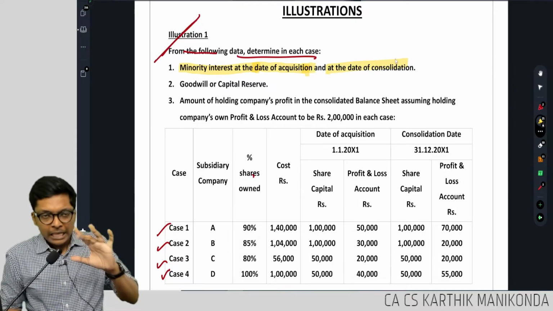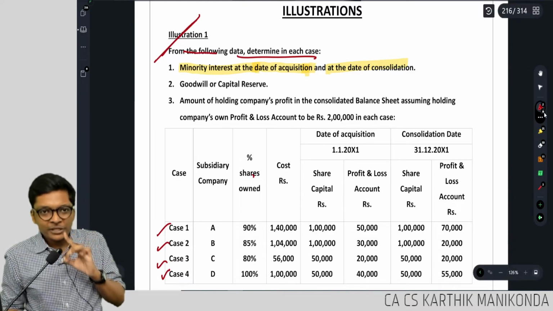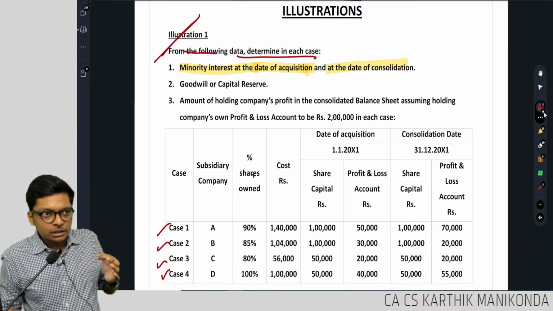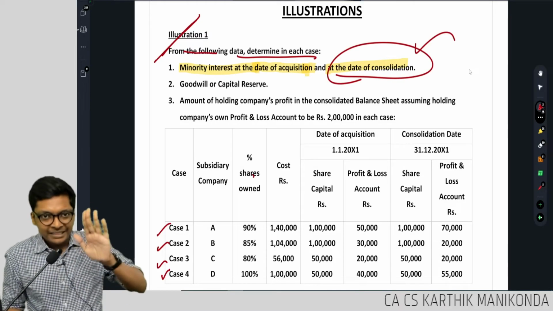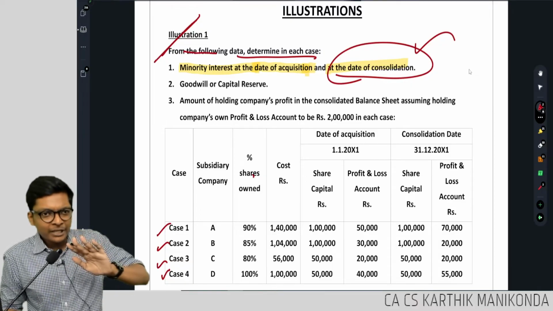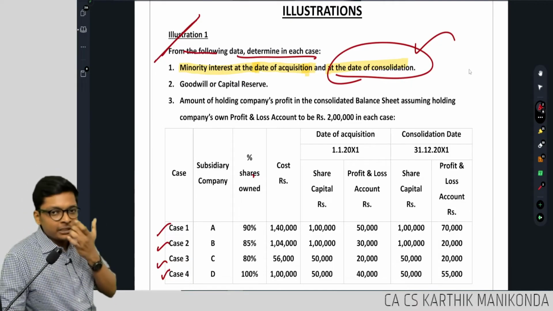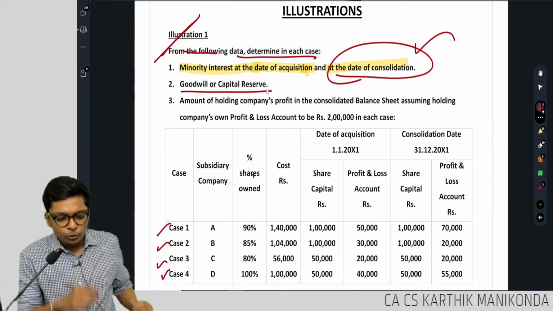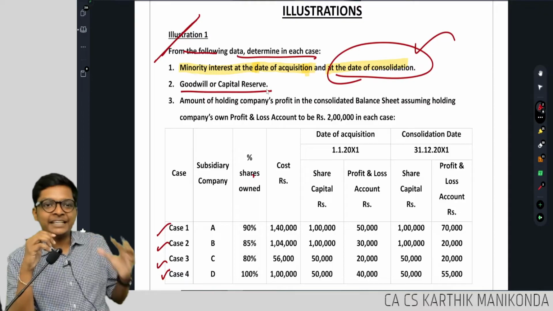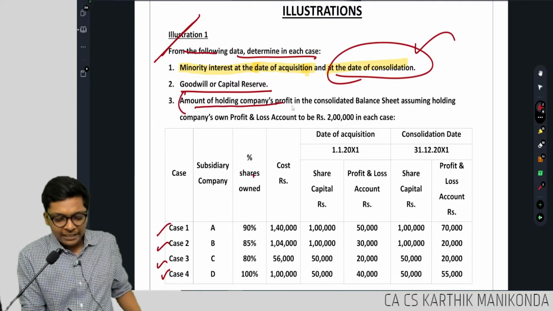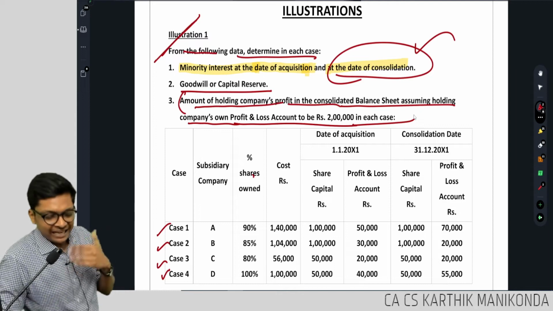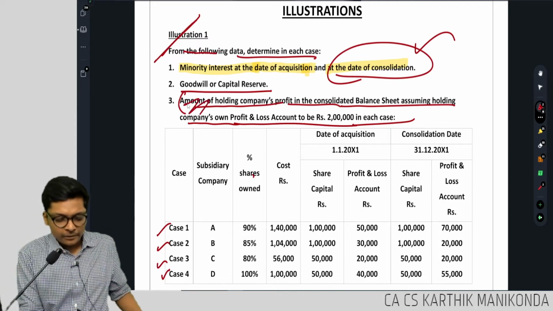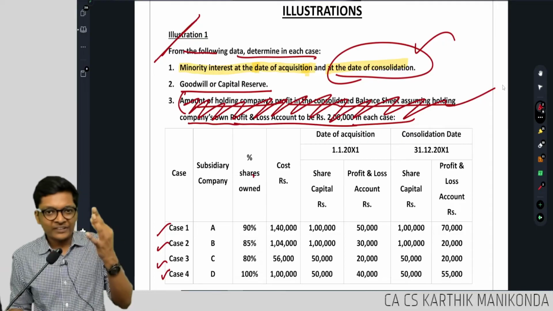Now simple. If the question is silent, minority interest should be computed on the date of consolidation only. But in this question, he is saying compute on both days. So we will compute on both days. And he is asking to compute goodwill or capital reserve in each of these cases. Amount of holding company's profit in the consolidated balance sheet, assuming the holding company's own P&L is 2 lakhs in each case. I will come to that. I am yet to teach that part. Leave the third part. You know first and second.